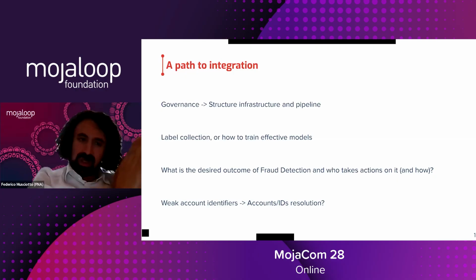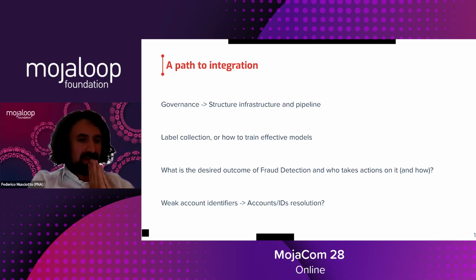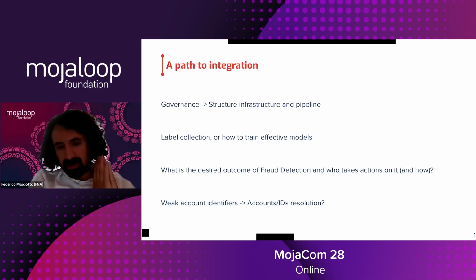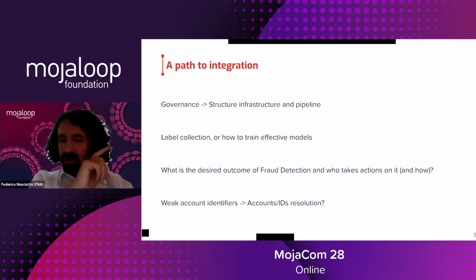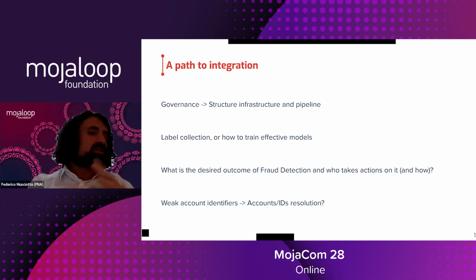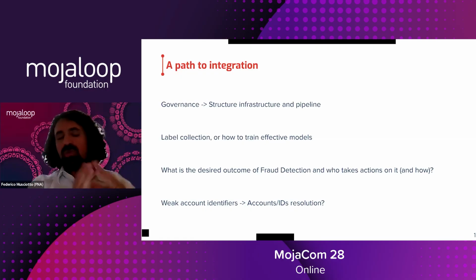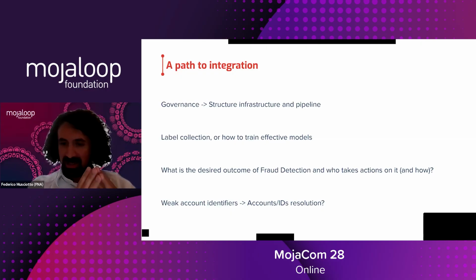This is a bit related to the next step, a bit related to the governance issue. What is the desired outcome of the fraud detection? Is it a score, is it the features and so on, and who takes action? We should decide who is going to take action and how, basically, what is this action that is taken based on the score.